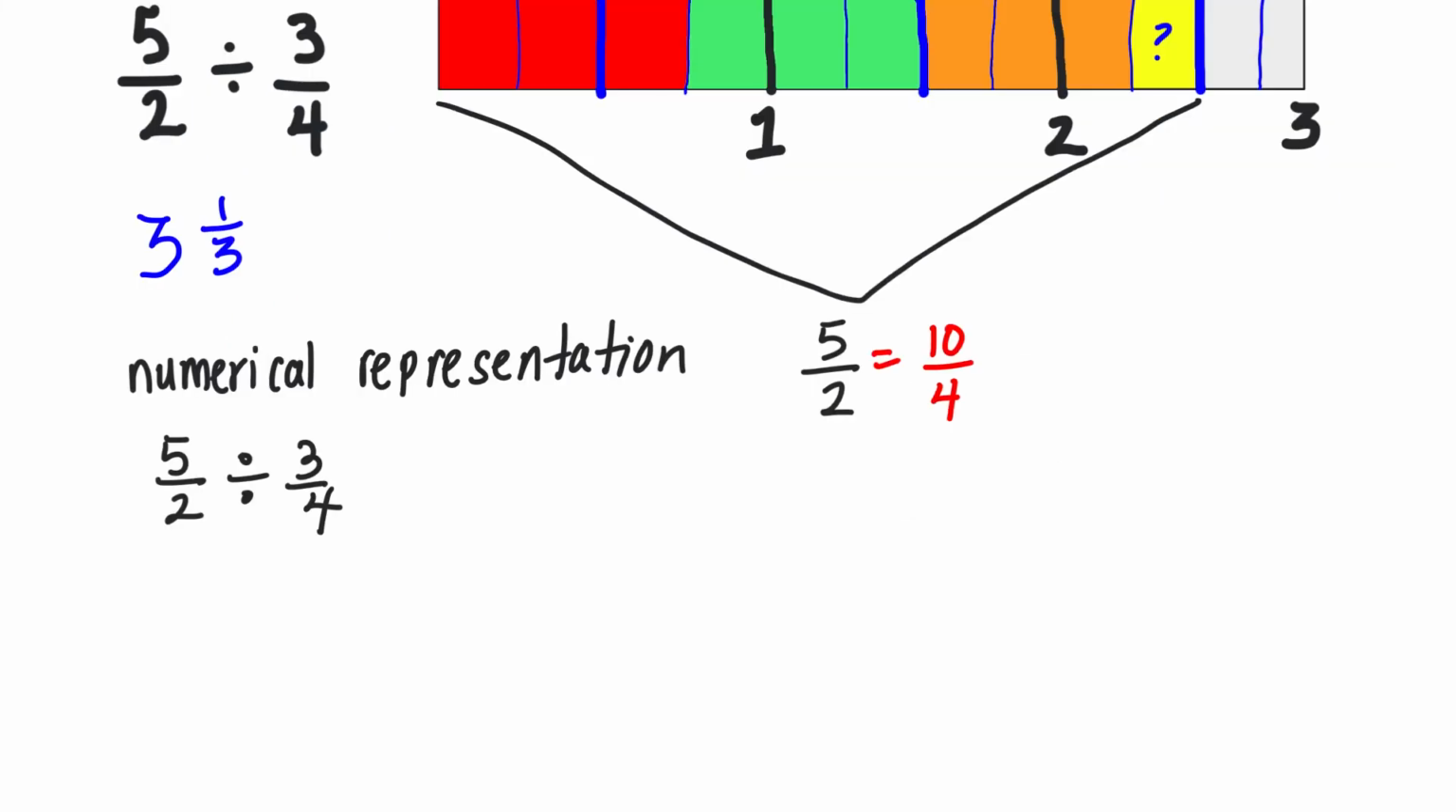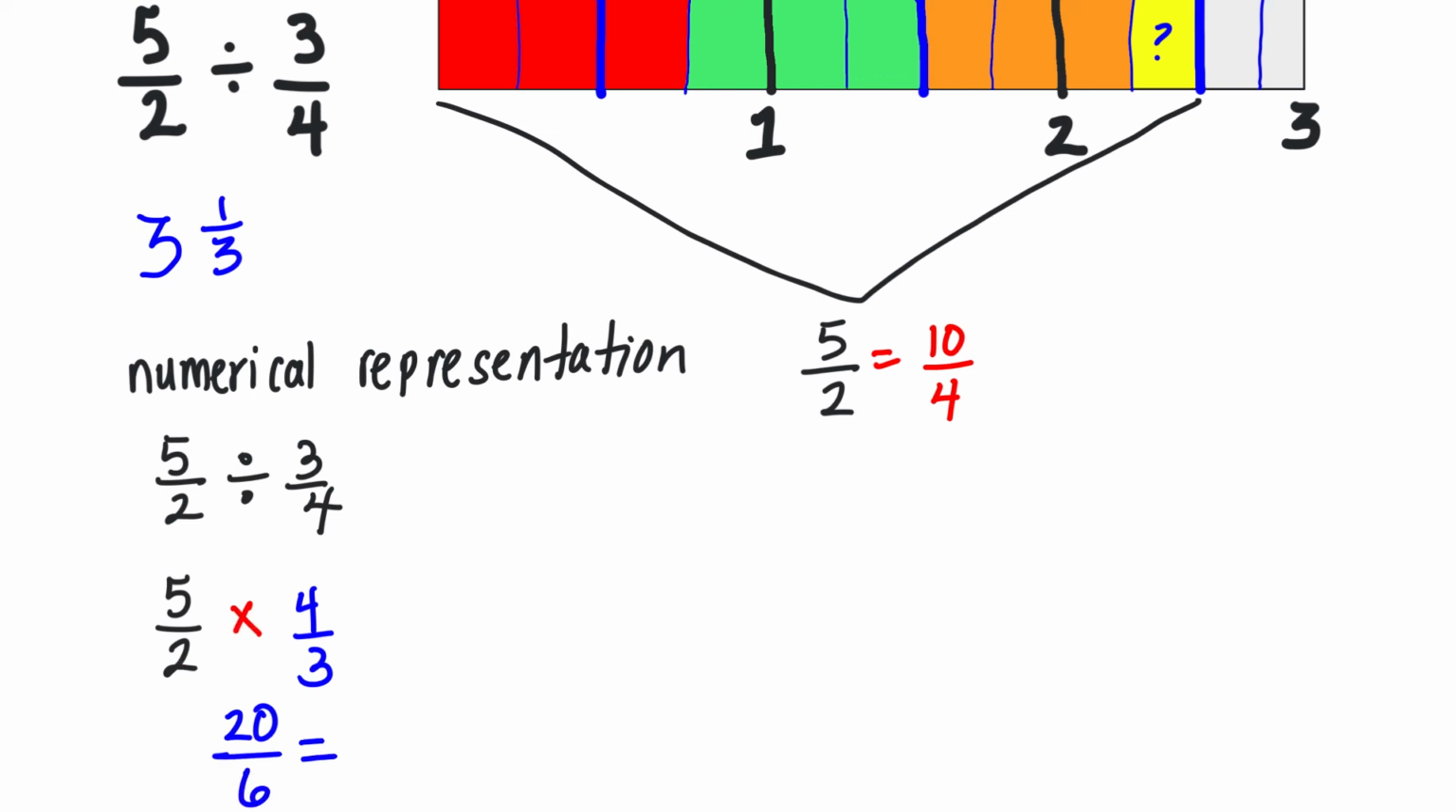We're going to use the numerical representation to represent the 5 halves divided by 3/4. The first number is what we have. We always leave the number the same. So 5 halves, which division becomes multiplication. And then the 3/4, we do the reciprocal, or the 4/3. Then we do 5 times 4. And then we do 2 times 3.